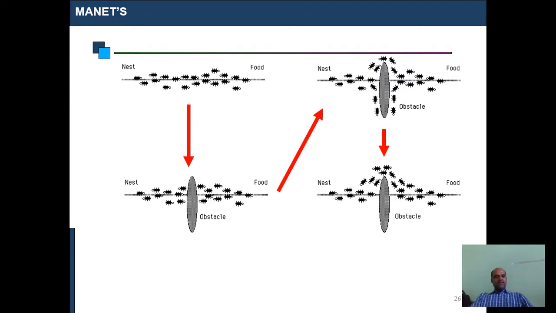So there are three main issues in an ant's life. One is route discovery, the second is route forwarding, and the third is route maintenance. Route discovery means searching for places where the food is available. Route forwarding means delivering the food back home, and route maintenance is when the food moves to a new place, they need to maintain that particular food.